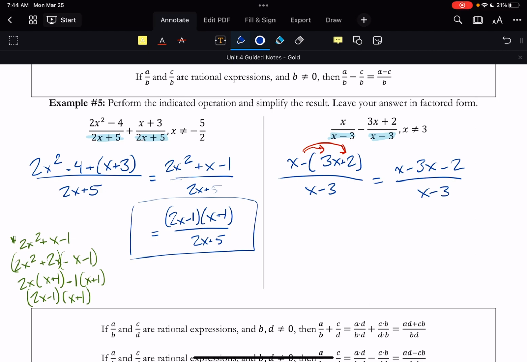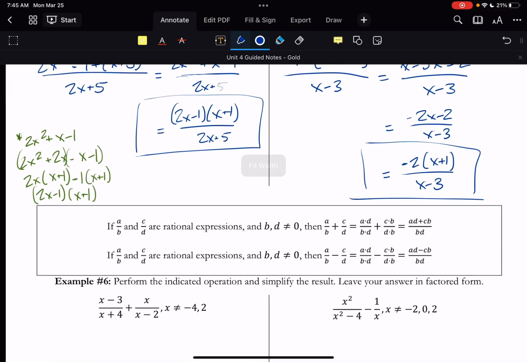This gets me x minus 3x minus 2 over x minus 3. I can combine x minus 3x, which gives me negative 2x minus 2 over x minus 3. Then I look at my numerator to see if I can factor it down at all. I can factor out a negative 2, which gives me x plus 1, divided by x minus 3.